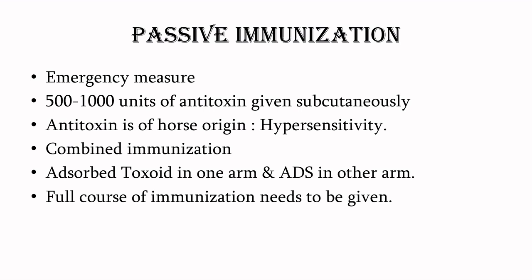So you can also do a combined immunization. That is, as an emergency, you can use an antitoxin and the absorbed toxoid can be given in the other arm. So the anti-diphtheria serum will cover the emergency time and help the patient recover, and the absorbed toxoid will make sure that the body slowly develops antitoxins by itself, and the patient will be immunized or protected for the future. So for the full course of immunization, all three vaccines have to be given.